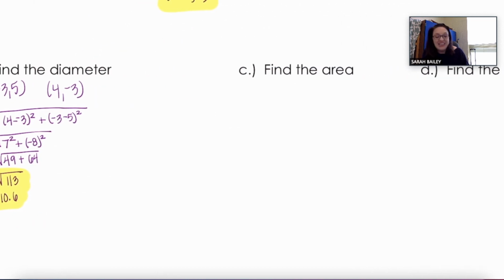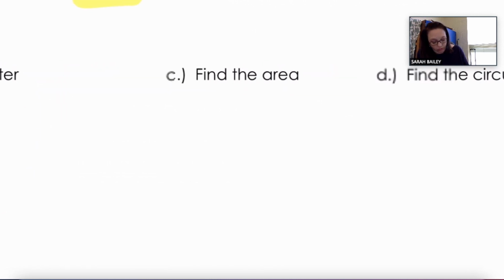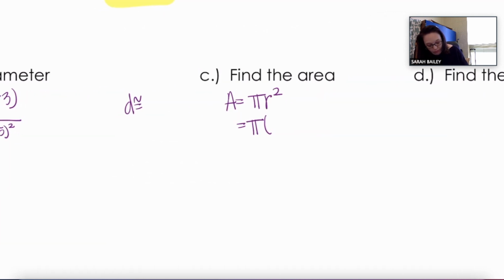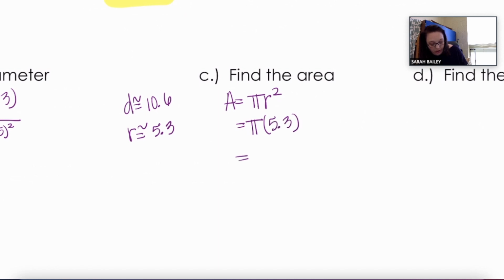All right, find the area. So area of a circle is pi times radius squared. So we're going to do pi times, well, our radius is half the diameter. So if my diameter is about, what did we say, 10.6, then the radius has to be about half that, which is about 5.3. Okay, so this is going to be an estimate of the area.